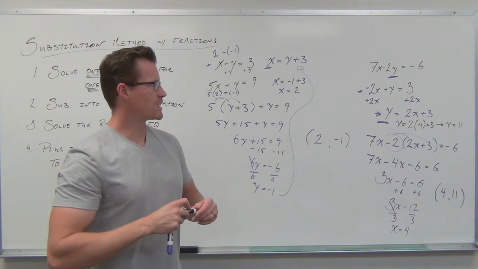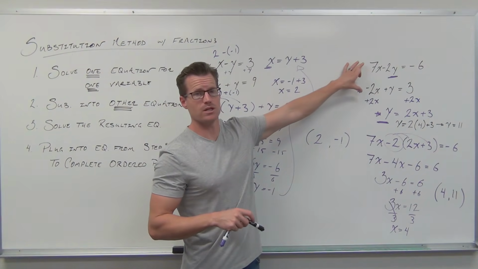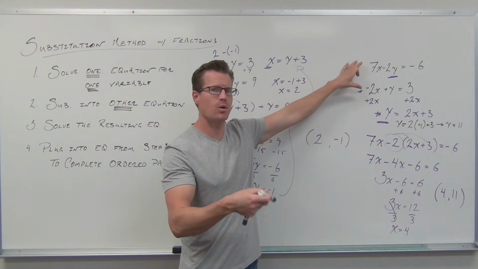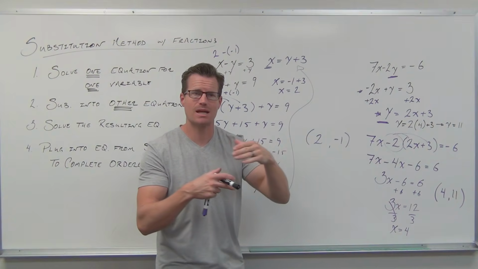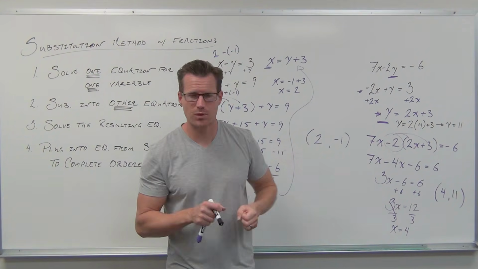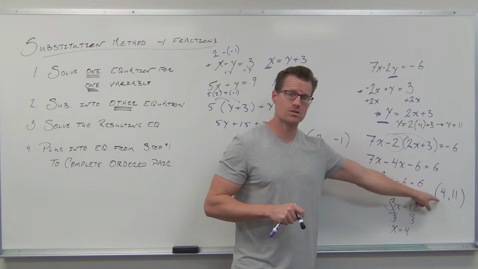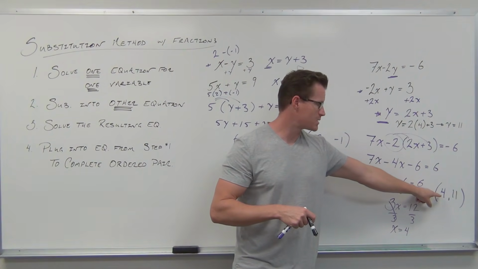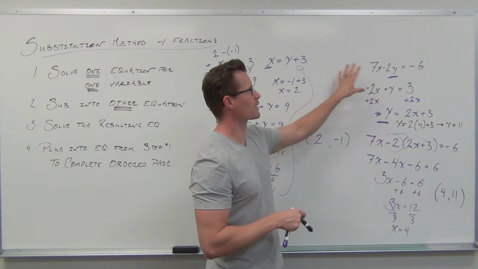So our point of intersection for these two linear equations, these two things that make lines, the one point that's common to both of them, one that we said our x's have to be the same and our y's have to be the same, giving us the same point on both lines, is that point. That's our solution. Let's check it out. X has to be 4 and y has to be 11 and work in both.